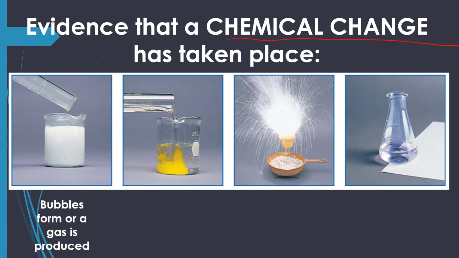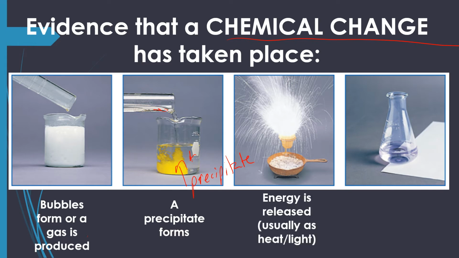So here's a clear liquid and here's a clear liquid, and this solid is formed, and that solid is called a precipitate. And a precipitate is a sign that a chemical reaction has taken place. Anytime energy is released as heat or light, that's a good sign that a chemical reaction took place. And I don't love that this color is so bland, but anytime there is a color change or a change in smell, that's an indication that there's been a chemical change.